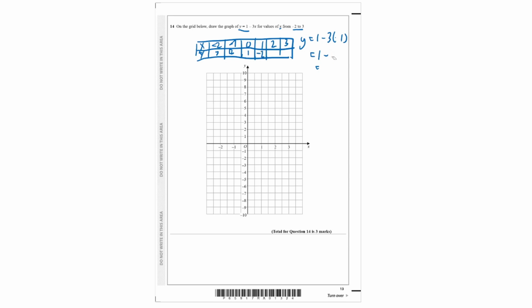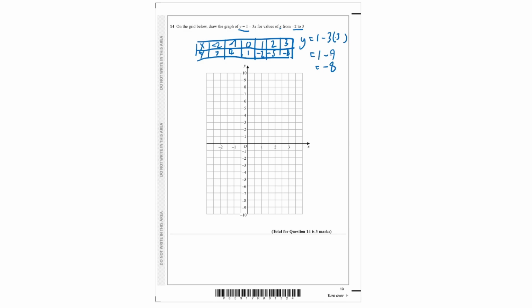And then moving on, we have 2. Negative 3 times 2 is negative 6. 1 minus 6 is negative 5. And finally, we have negative 3 times 3 gives us negative 9. So 1 minus 9 is negative 8. And now that we have all these values, we can then plot them on the graph.